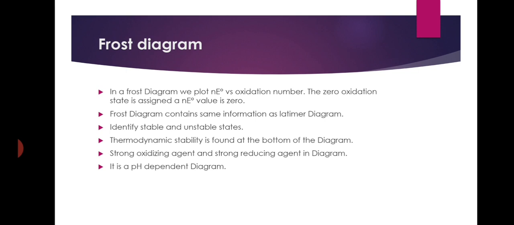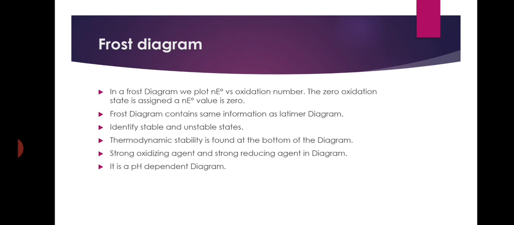Thermodynamically, stability is found at the bottom of the diagram. Thus, the lower a species is positioned on the diagram, the more thermodynamically stable it is. Any species located on the upper right side of the diagram will be a strong oxidizing agent, and a species located at the upper left side of the diagram is a strong reducing agent.